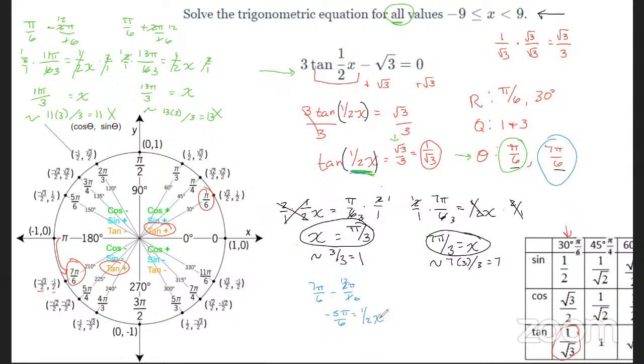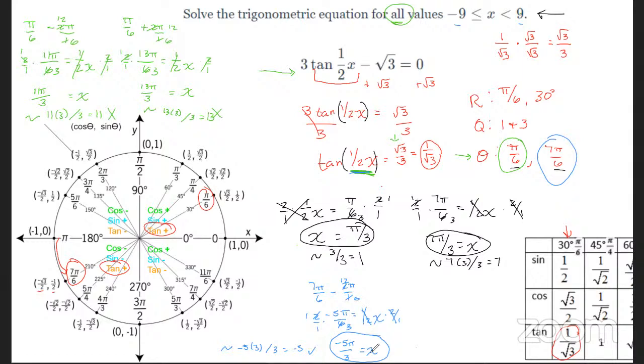We need to undo what's being done to x, so we're going to multiply by the reciprocal. These cancel out. 2 becomes 1, 6 becomes 3. 1 times -5 pi is going to be -5 pi over 3 equals x. Now, let's see what that is when we throw a 3 in to estimate for pi. So we've got -5 times 3 divided by 3 is going to be -5. Does that fit between -9 and +9? It does. So we have a third answer here.